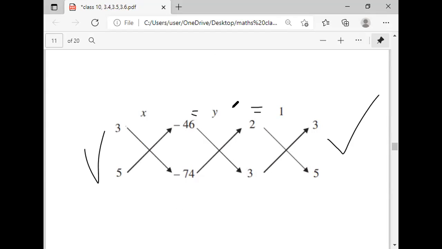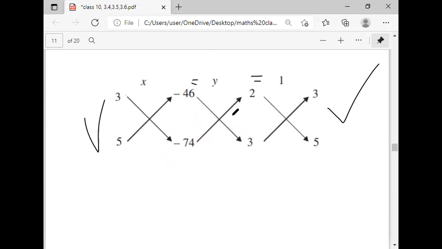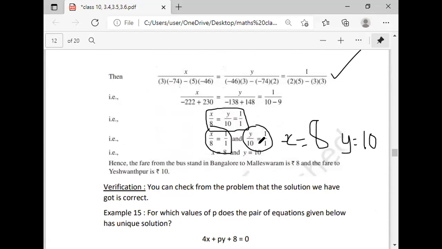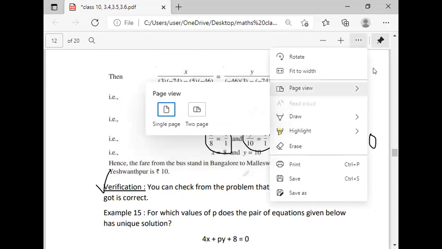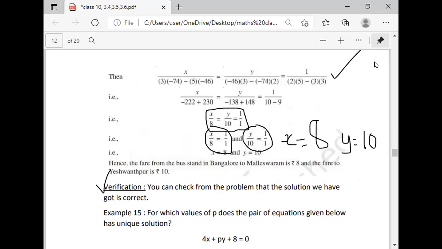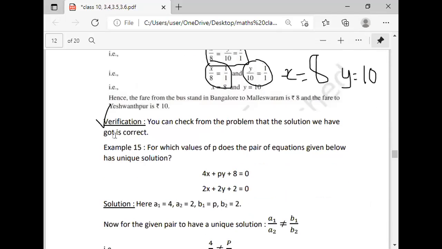And for some students, they will use the substitution method, and some others will use the elimination method. So it all depends on you. It's your right. You can take any method, whatever is according to your convenience, and write the answer correctly. That's the only thing. And again, you can verify it. Clear? So shall we move to the next question? Yes, sir.